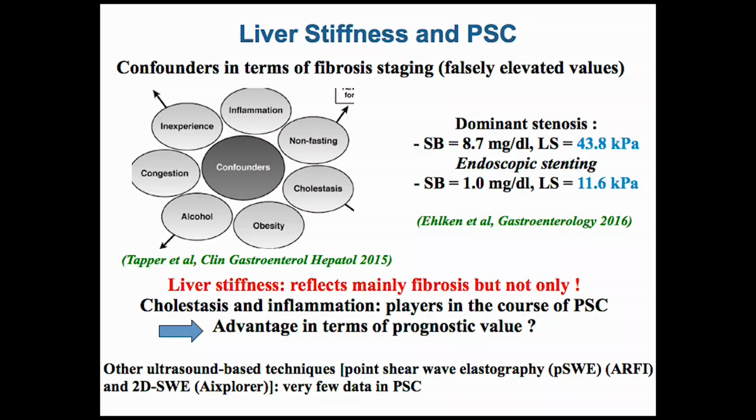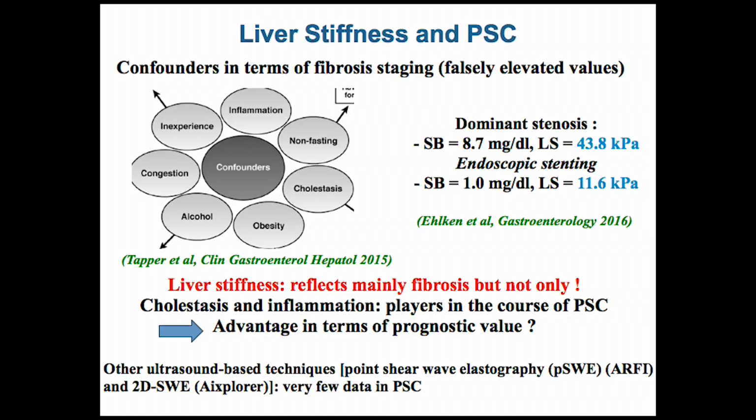And in a large cohort of 250 patients, they found that liver stiffness was able to stratify patients in low, medium, and high risk for decompensation. So a strong prognostic value, but note that many events occurred very early in this series.